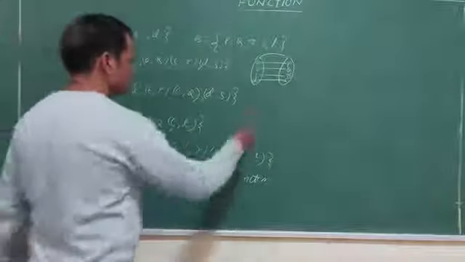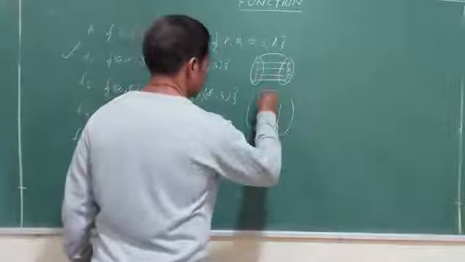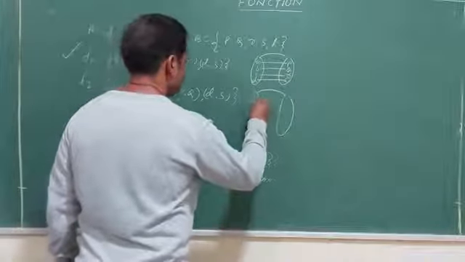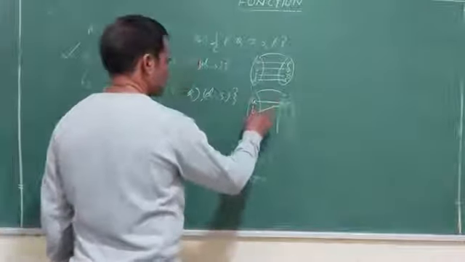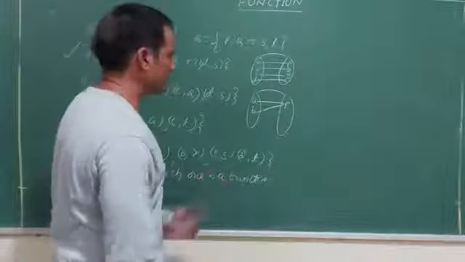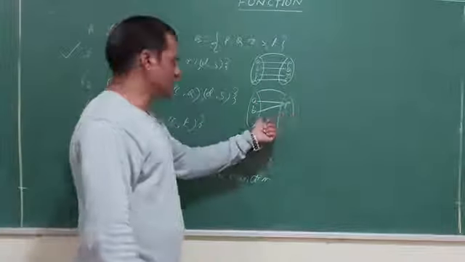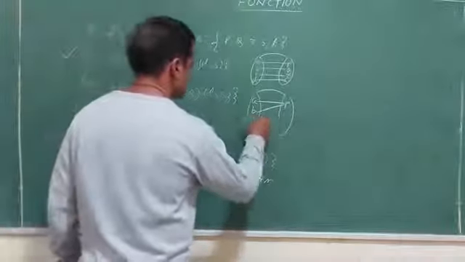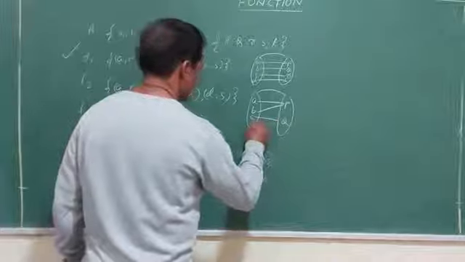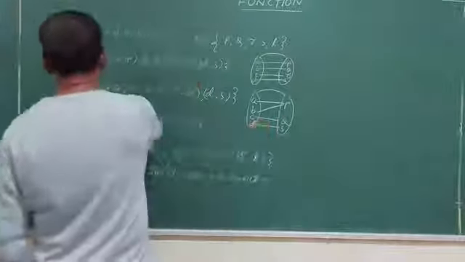Second one: a goes to p, b goes to p, c goes to q, d goes to s. Two children of the same father, that is, two elements can have the same output. It is a function.